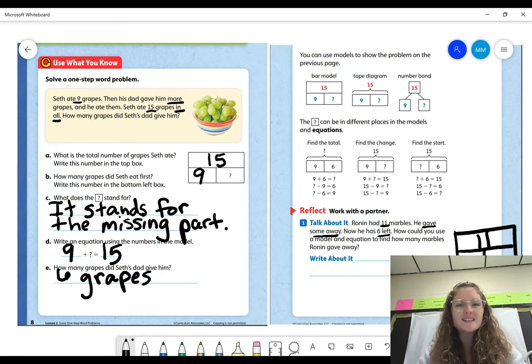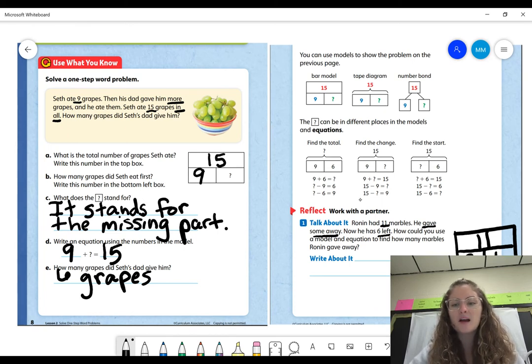He gave some away. Does it tell us how much he gave away? No. So I'm going to make that a question mark. Now he has 6 left. Ooh, so that's the part that he has left. How many did he give away? What strategy could I do to find this missing part?